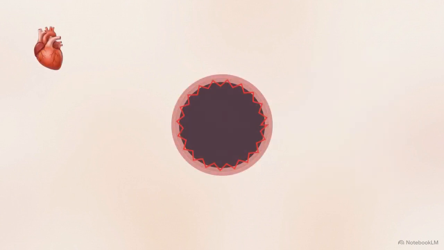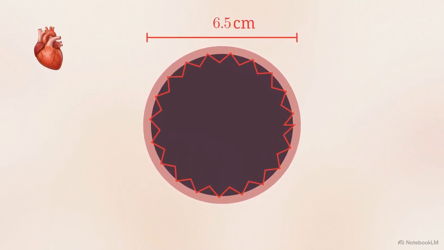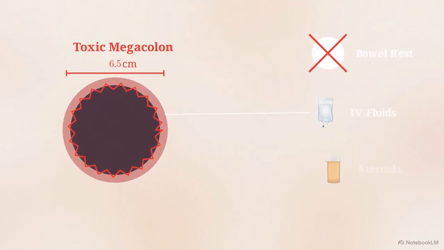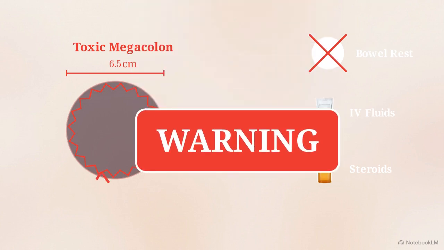Now look at a patient with ulcerative colitis, bloody diarrhea, and tachycardia. The colon expands past 6 centimeters, signaling toxic megacolon. The immediate treatment requires bowel rest, IV fluids, and corticosteroids to reduce the inflammation. Attempting a colonoscopy or enema to assess the mucosa at this stage is a dangerous error, as the thinned, paralyzed bowel wall is at a high risk for toxic perforation.